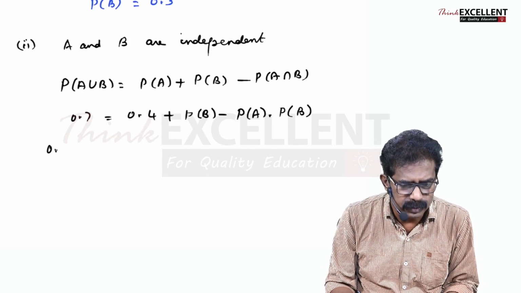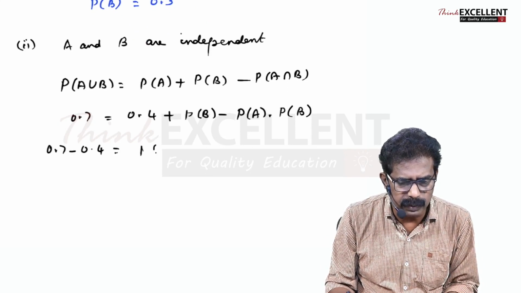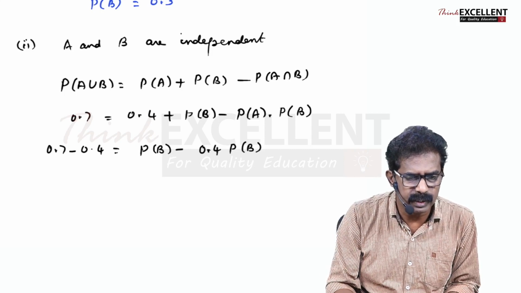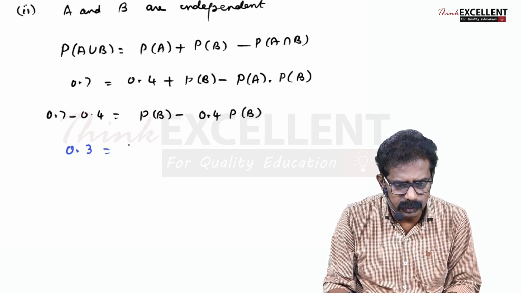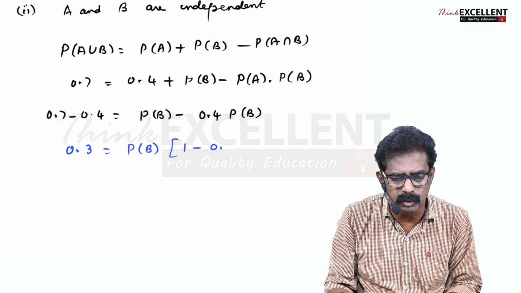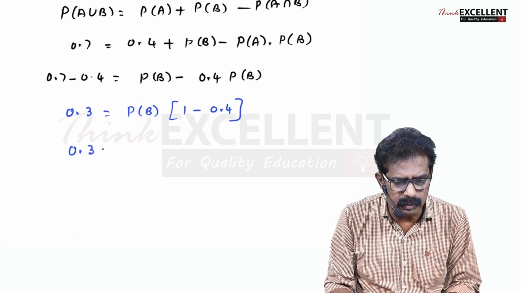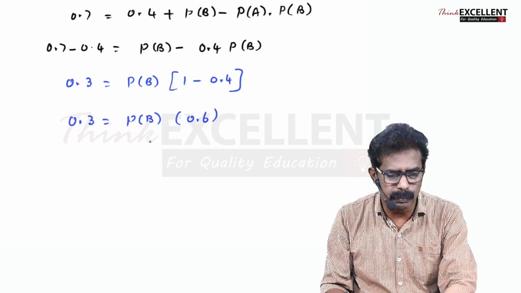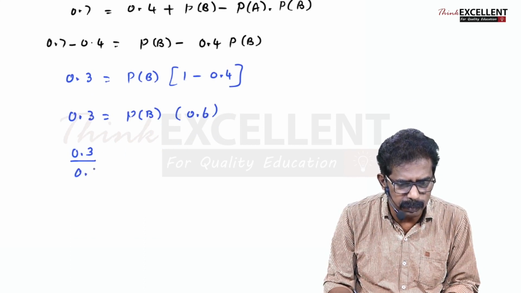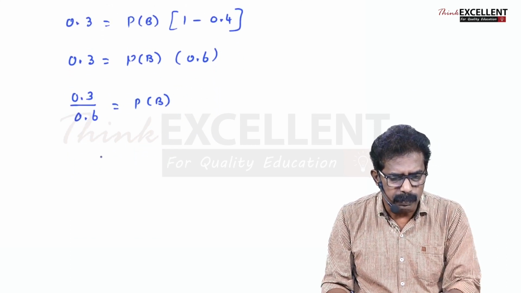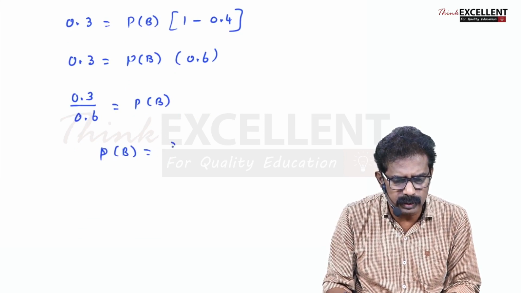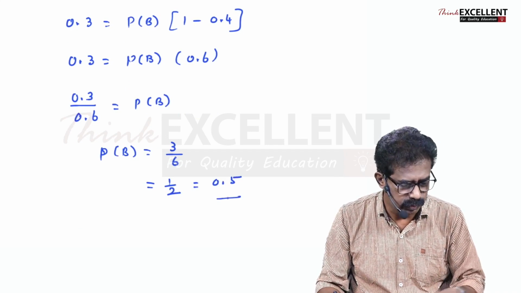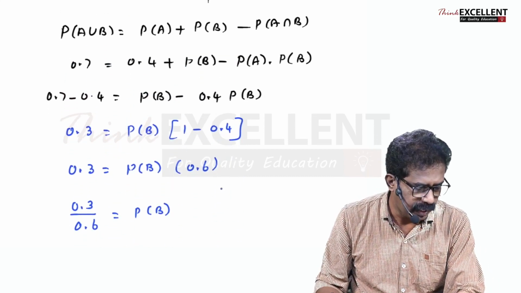Bring that 0.4 here: 0.7 minus 0.4 is equal to P of B minus 0.4 into P of B. So the left side you simplify to 0.3. The right side you take P of B common, you will get 1 minus 0.4. That is 0.3 equal to P of B into 0.6. So 0.3 by 0.6 equals P of B, or shifting one digit to the right, 3 by 6, you can say 1 by 2, or 0.5. So this is your answer for the second part, if A and B are independent.